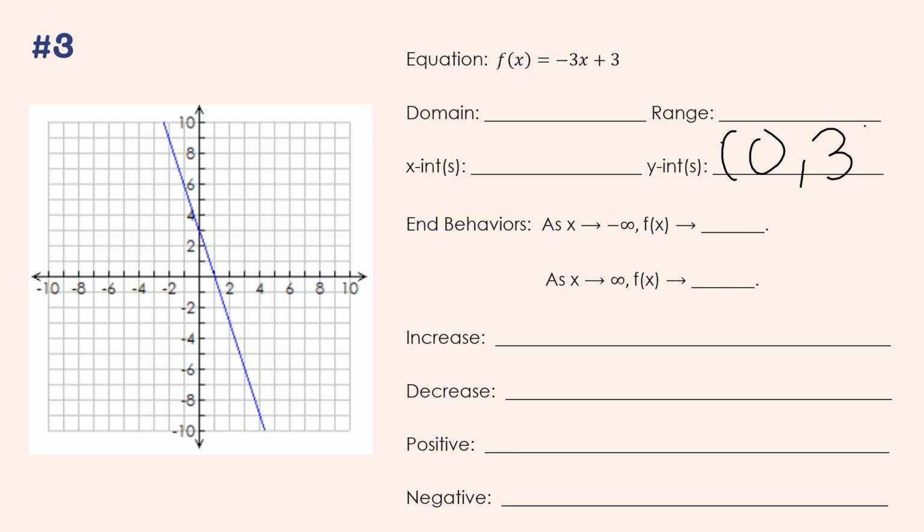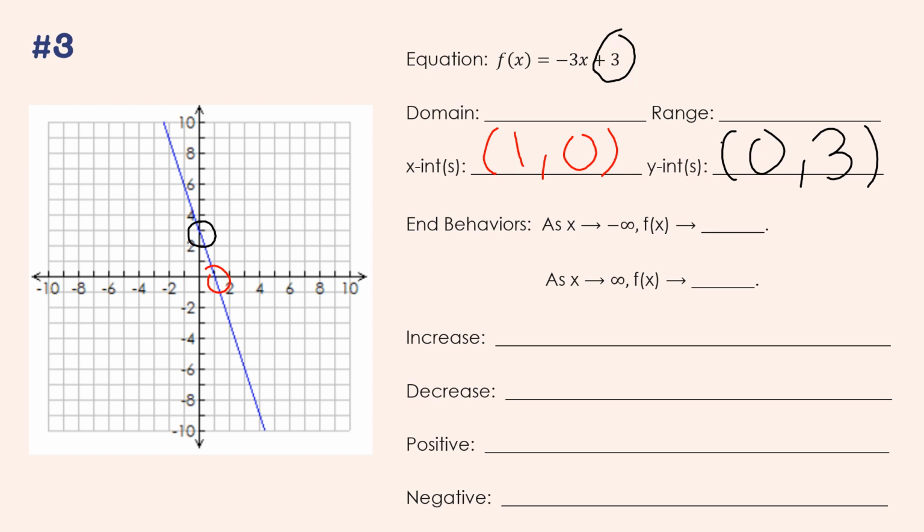Remember, y-intercepts always have x equal to 0. You can see it right there on the graph. You can also see it right there in the equation. The x-intercept is where it crosses the x-axis. You do not see that in the equation, but you can see that on the graph. That is 1, 0. X-intercepts are always an x value and then 0 for y.